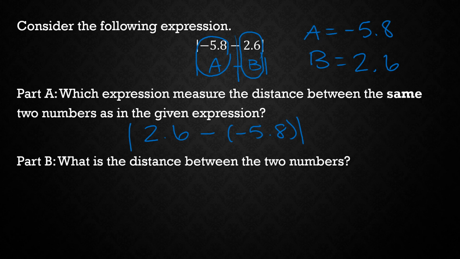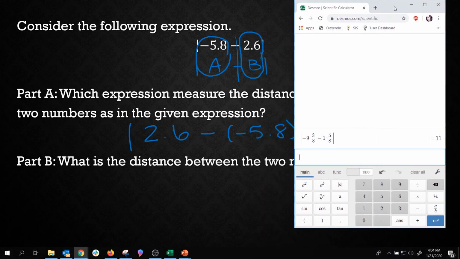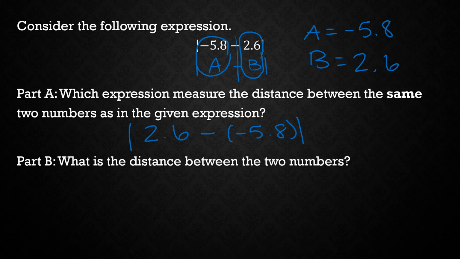Part B is asking what is the distance between those two numbers. So I'm going to do negative 5.8 minus 2.6, which gives me a positive 8.4. So this is going to be positive 8.4. For this first part A, it just wants you to switch the order, but remember that since this first number is negative, our second number needs to also be negative with that extra minus sign.